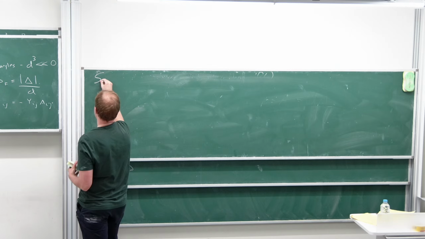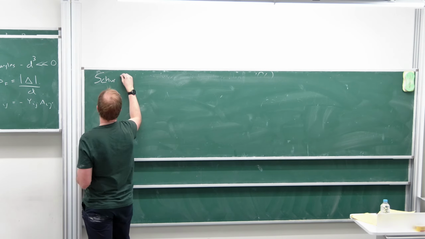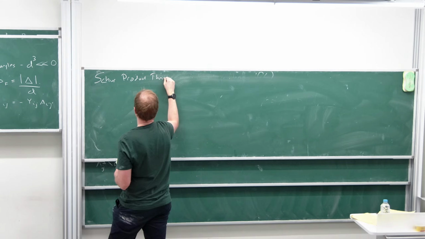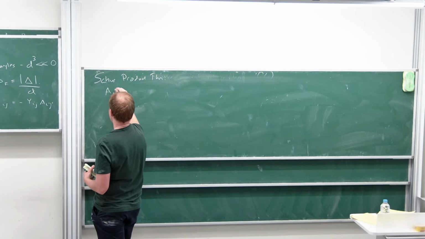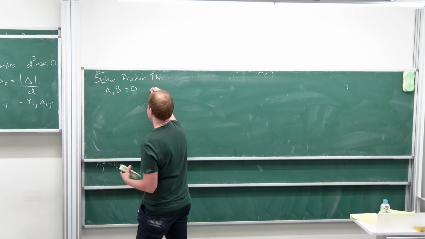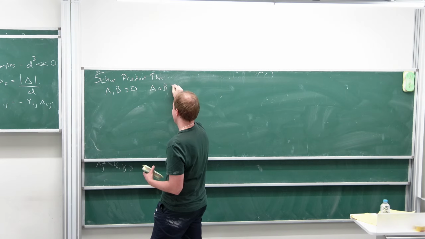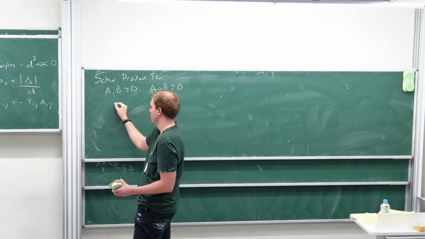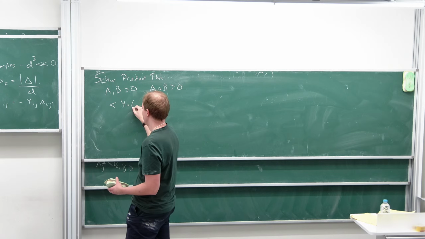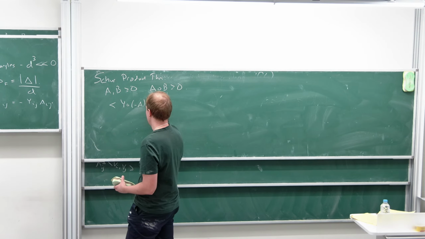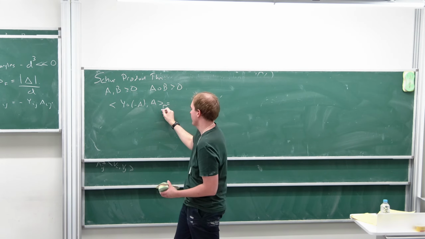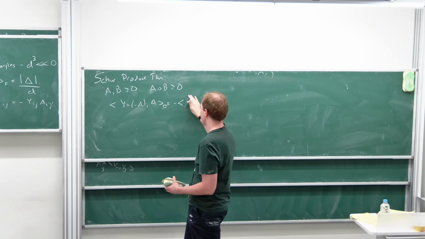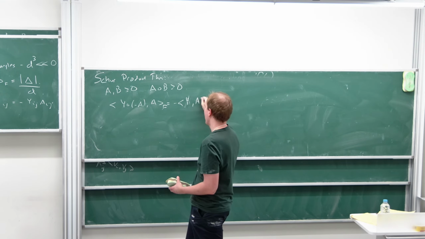So, Schur product theorem implies that if A and B are positive semi-definite, then the Schur product is also positive semi-definite. But the inner product of these two is just minus the inner product of Y and A.